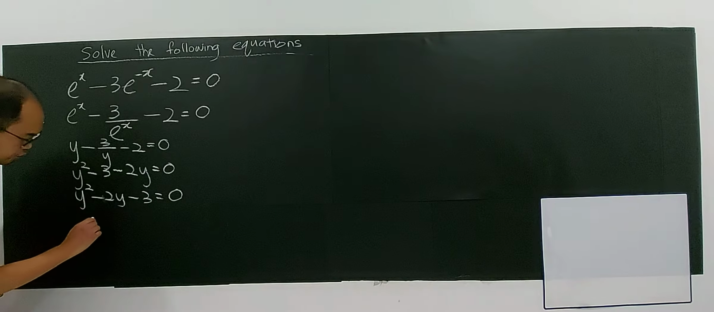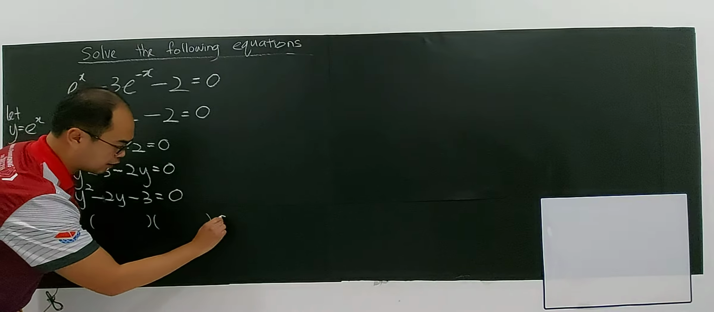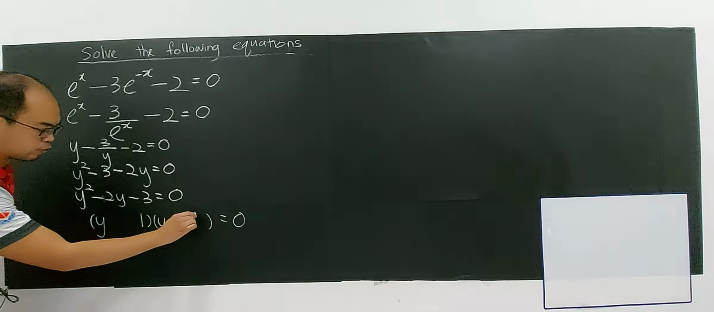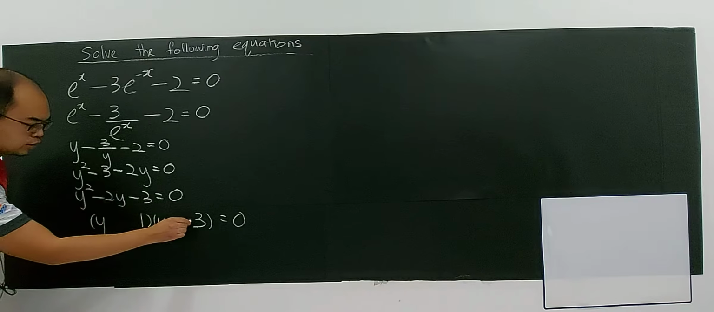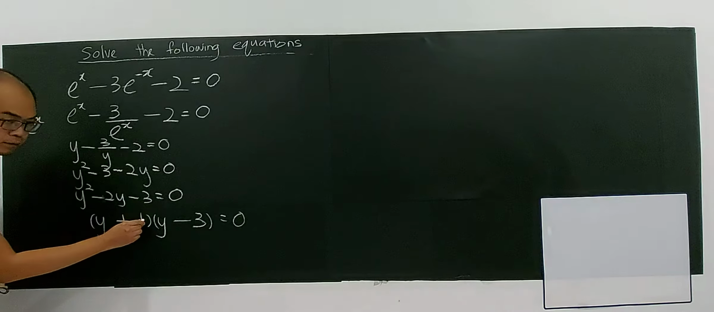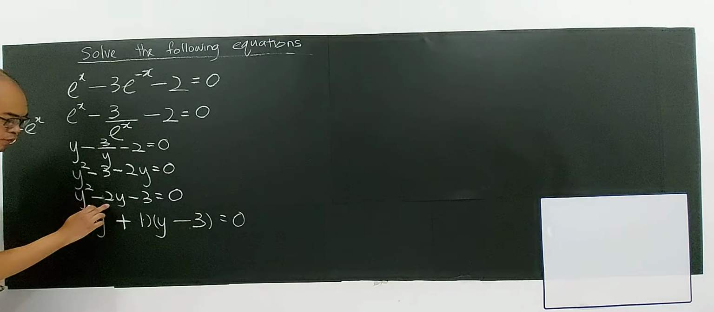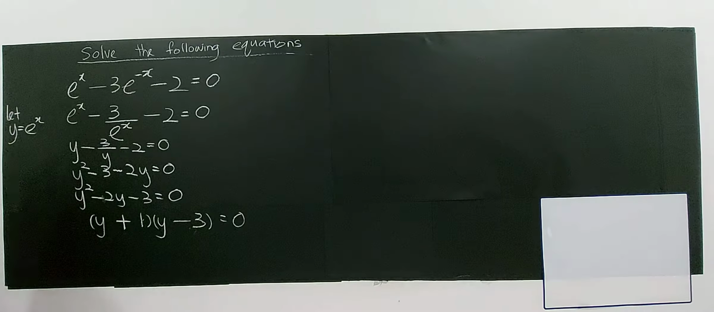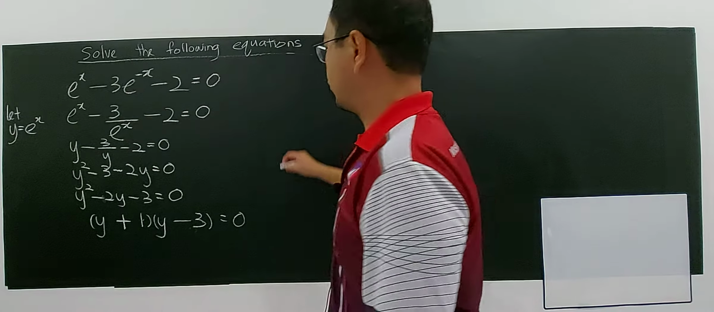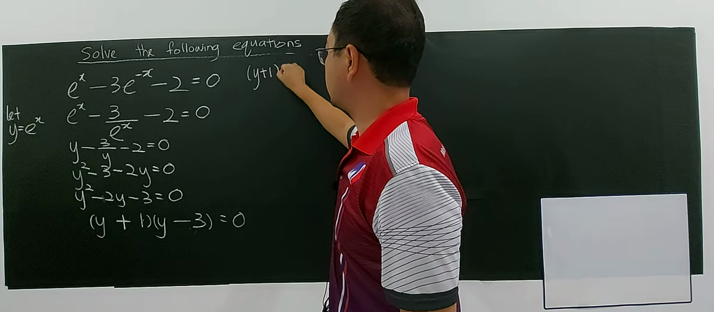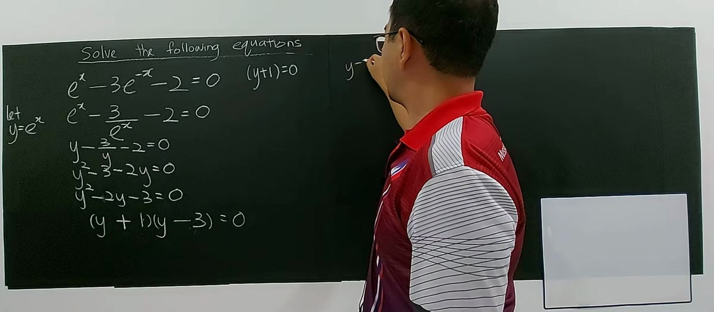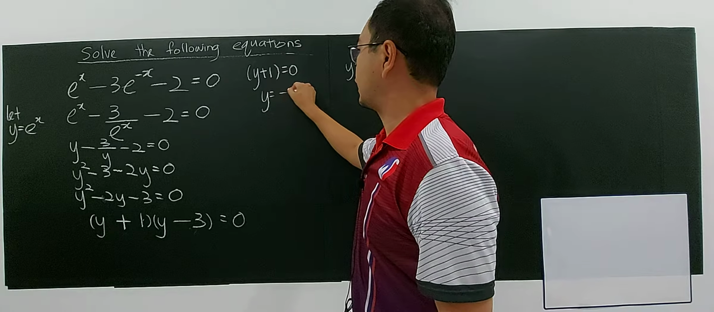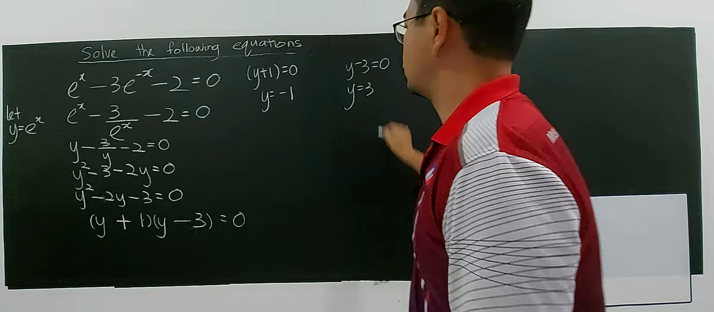Alright, so now I factorize the quadratic to get the value of y. So I have y. How to get 3? You have 1 multiply 3, right? To get negative 2, it is negative 3 and positive 1, right? Negative 3 plus 1, you have negative 2. So then you have two values. You set y plus 1 equals 0 or y minus 3 equals 0, right? So you have y equals negative 1 and y equals 3, right?